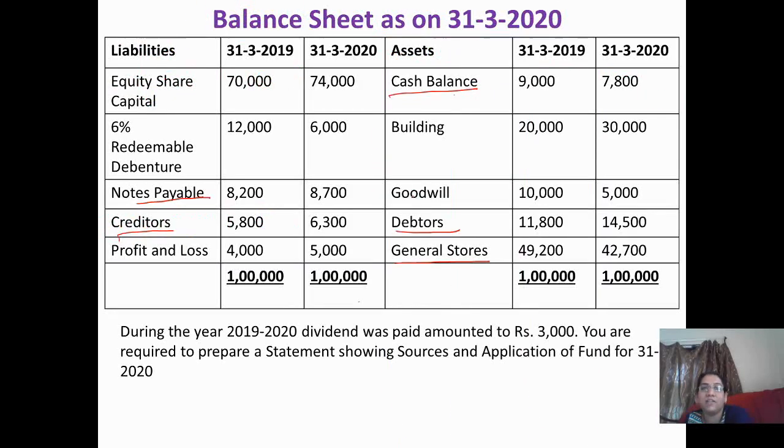Okay. The next current asset is debtors. Amount was 11,800 and 14,500.